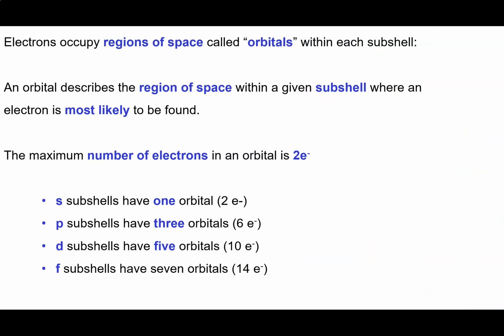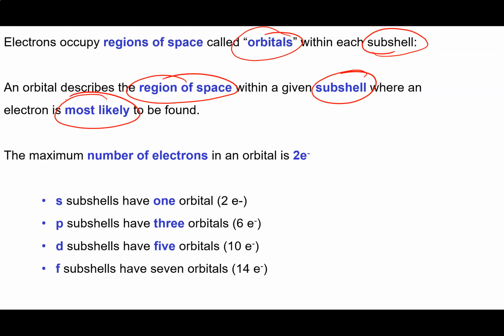Now, within the subshells, we go 1 layer deeper, and we're going to find orbitals. So every subshell is comprised of 1 or more orbitals. The orbital describes the region of space within a given subshell, just like a street describes a region of space within a city, right? It's telling you where the electron is most likely to be found within that subshell. The maximum number of electrons that can fit in any orbital is 2 electrons.